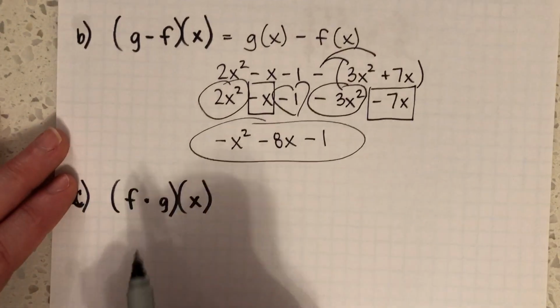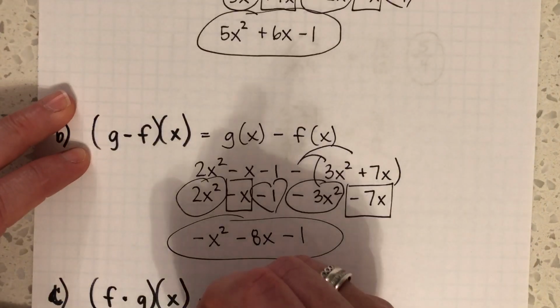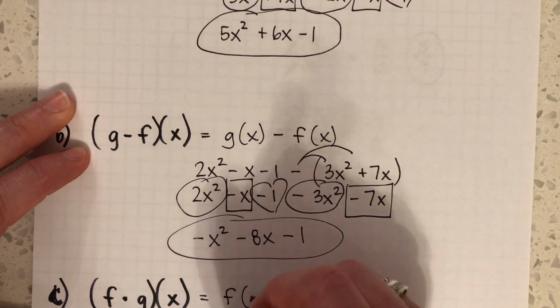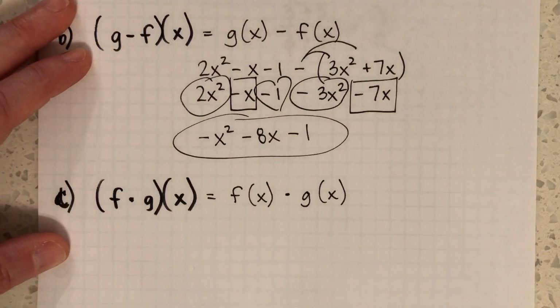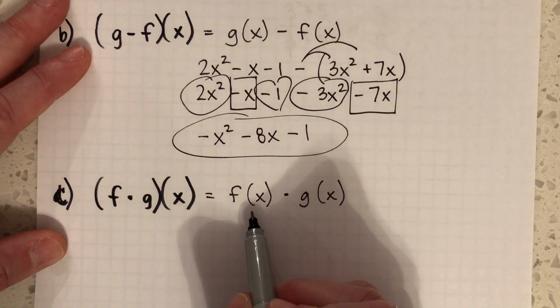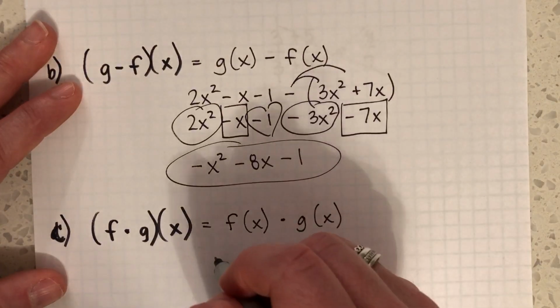All right, now they want you in part C to find f times g of x. So now that literally means to take the f of x function and multiply it with the g of x function. All right, so go get f of x. Who was f of x? f of x was 3x squared plus 7x.